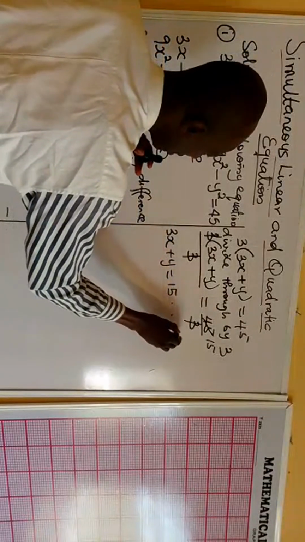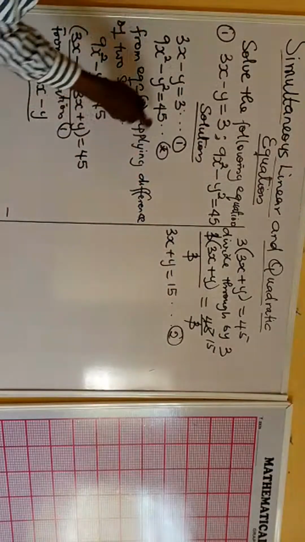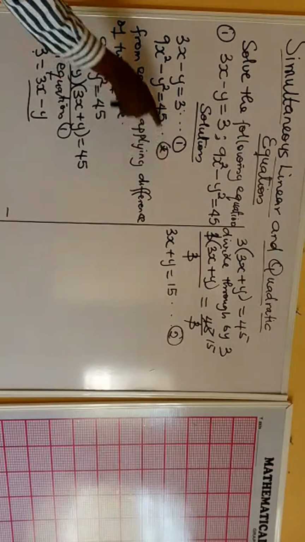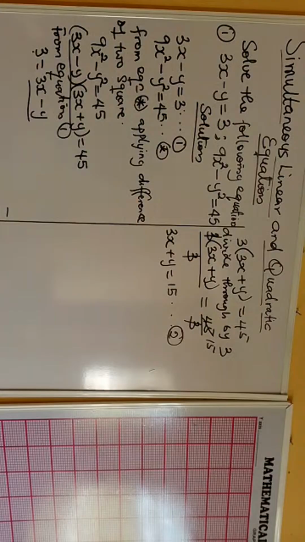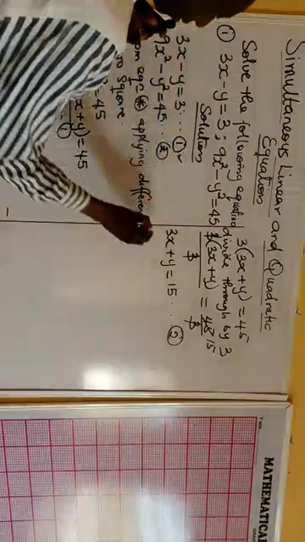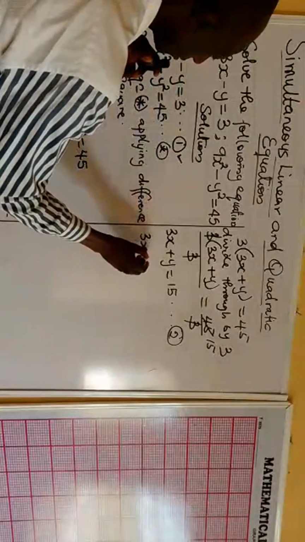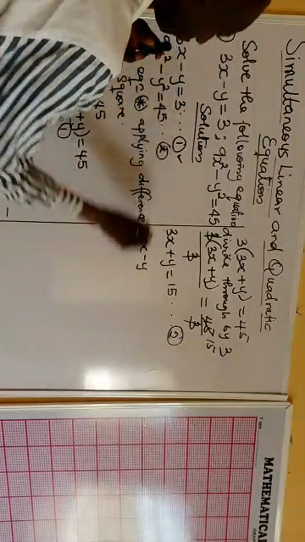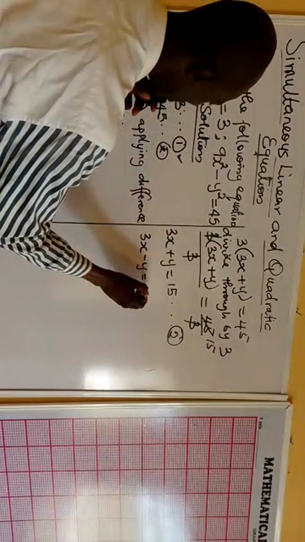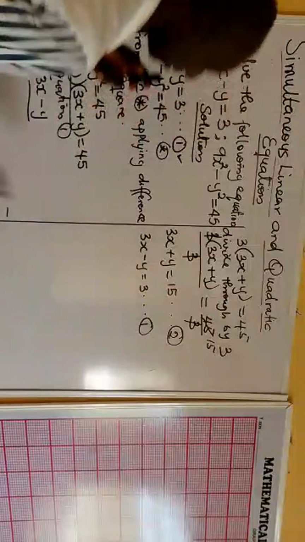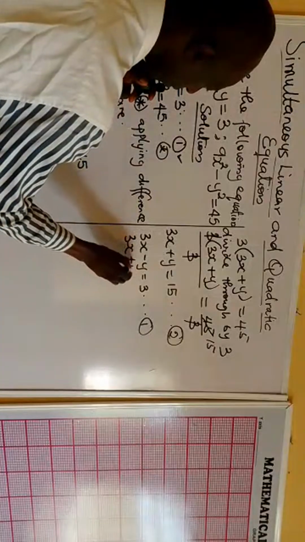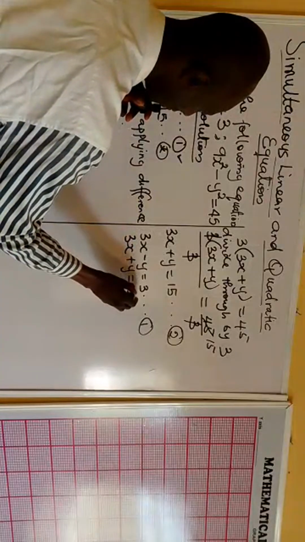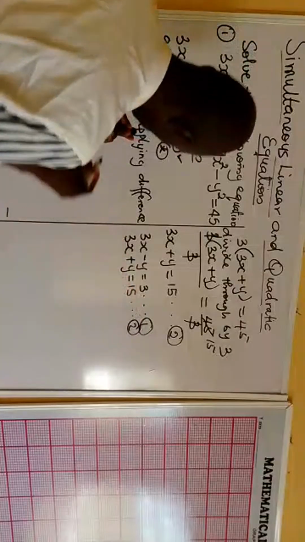This will not be my equation 2. Take note, this is not equation 2. I call it equation star. From equation star, we apply the difference of two squares to get equation 2. So let us bring equation 1 and equation 2 together. Equation 1: 3x minus y is equal to 3. Equation 2: 3x plus y is equal to 15.